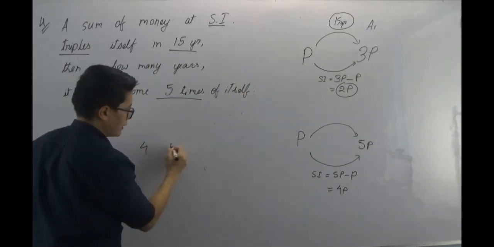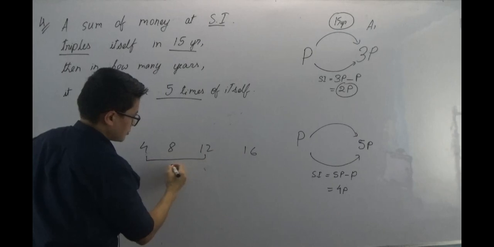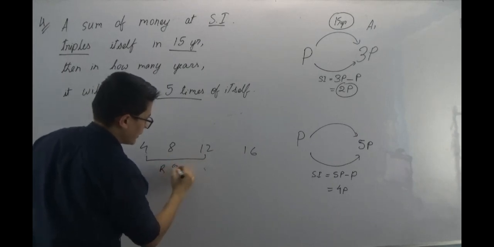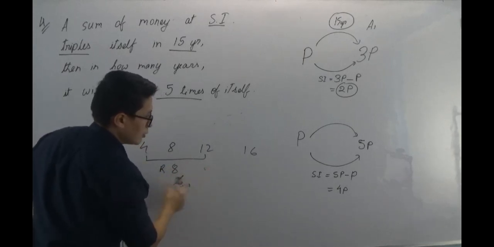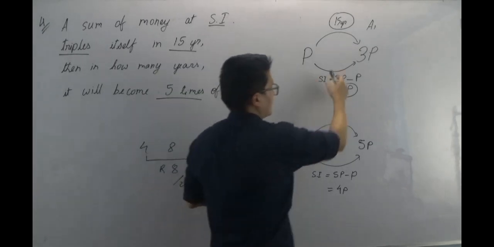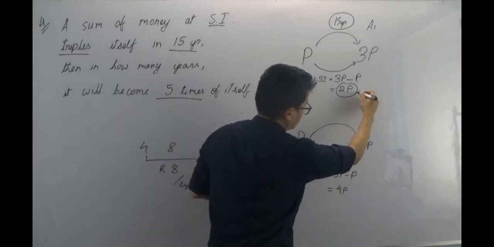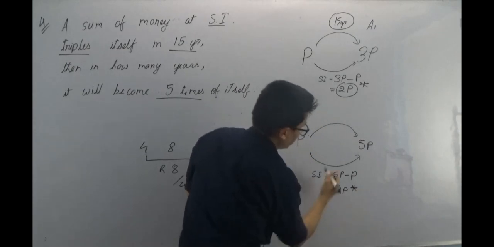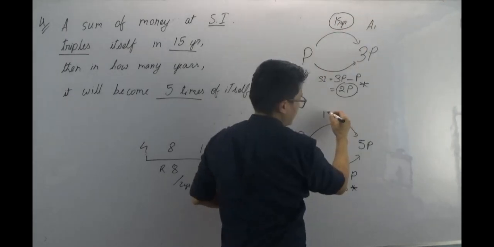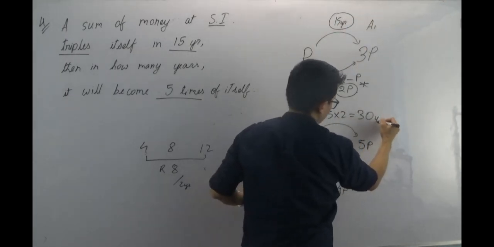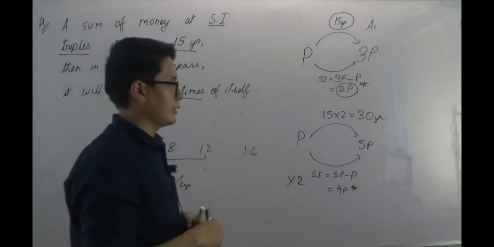The progression is 4, 8, 12, 16. Let's say 8 rupees. In 2 years... 15 years gives 2P, so 4P requires multiplying by 2. So we multiply the 15 years by 2, and we can check the answer using PRT by 100.